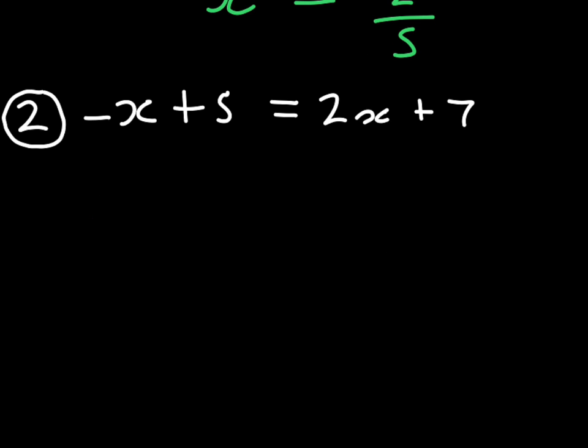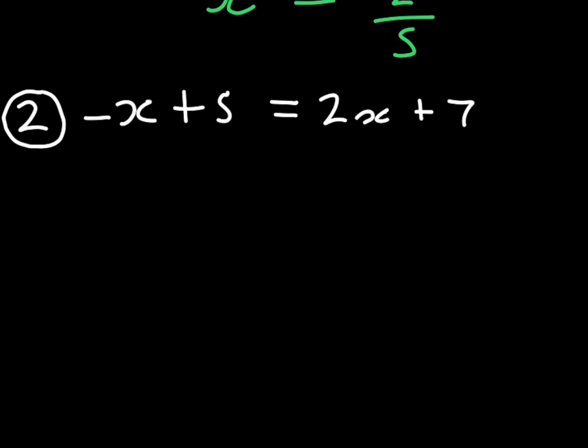Question 2 gives us minus x plus 5 equals 2x plus 7. Right, so step 1, move all of our constants to the right-hand side. We have plus 5 and plus 7. These are our two constants. Plus 7 is already on the right-hand side, so we only need to move the 5 across.